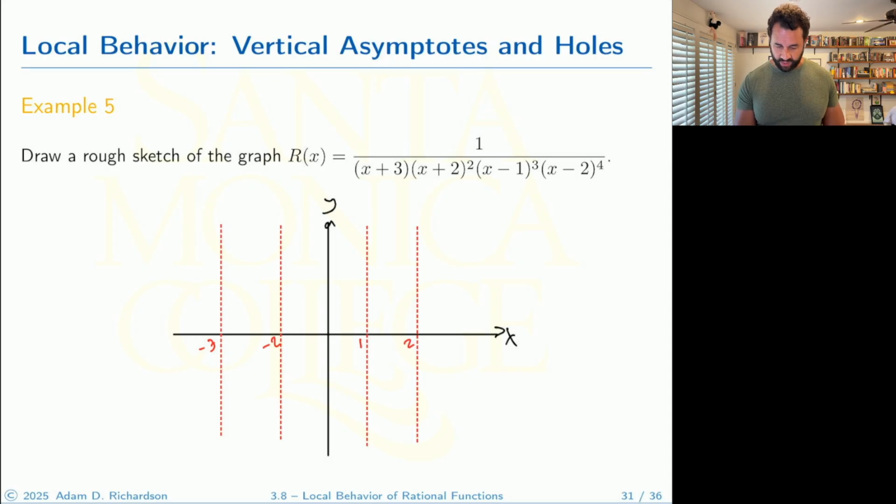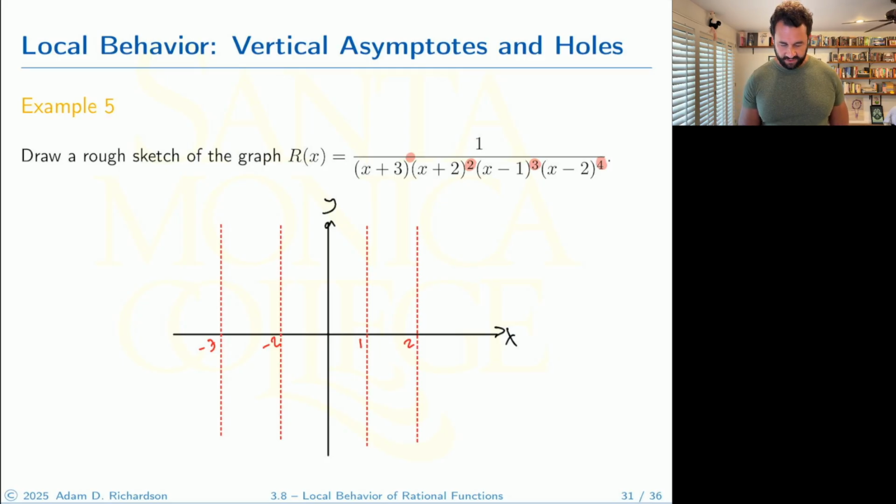And that is exactly where the multiplicities are going to come in. Let me highlight those. This one is just 1, this one's 2, 3, and 4. So what we can tell just by our intuition is that around this asymptote, -3, the graph's either going to look like this or it's going to look like that. It's got to look like one of those two options. How do we tell which one?